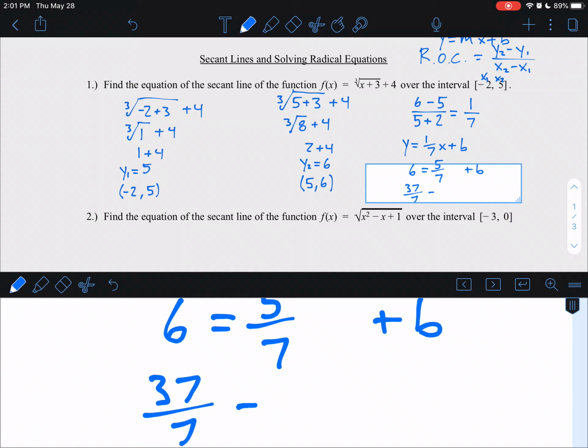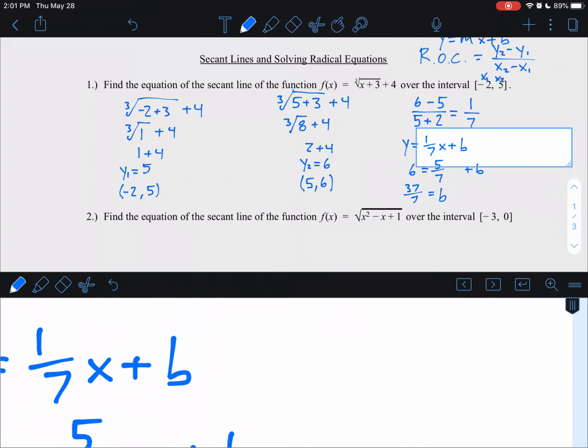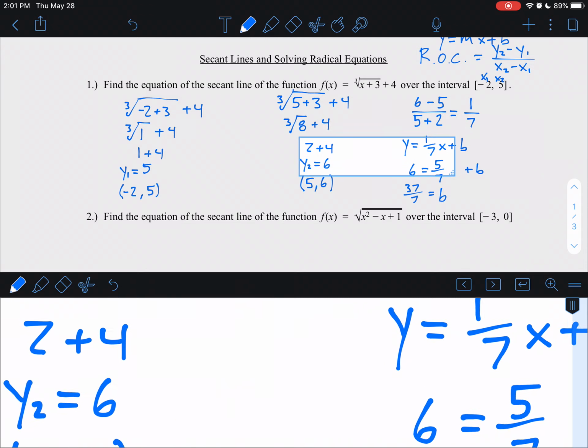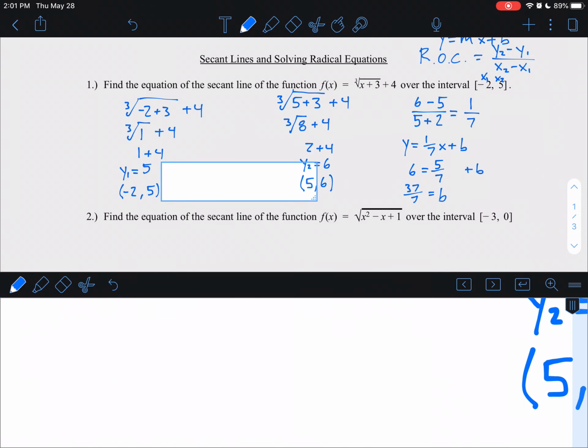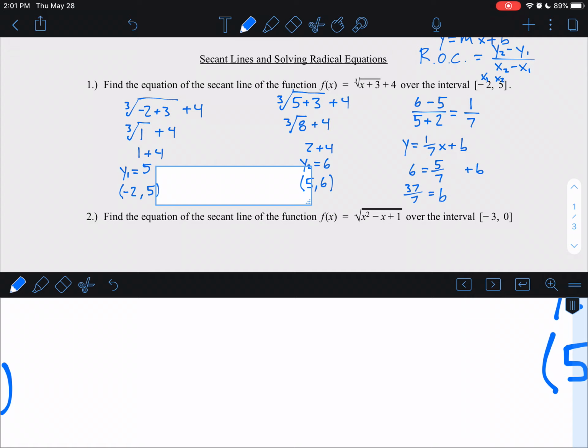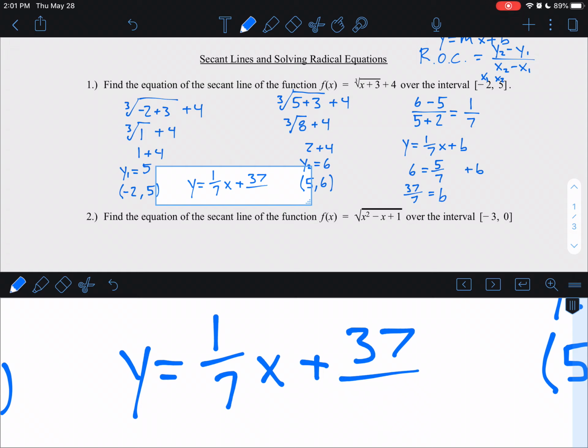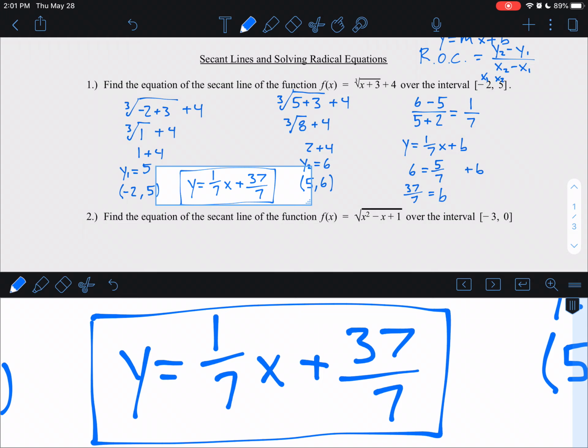I get 37/7 equals b, meaning that my secant line is, I don't really have much room, I'll come over to the middle to write my equation. My secant line here is going to be y equals 1/7 x, and I found that 1/7 using the rate of change formula, and then the b value is 37/7. So y equals 1/7 x plus 37/7. And that is my secant line.